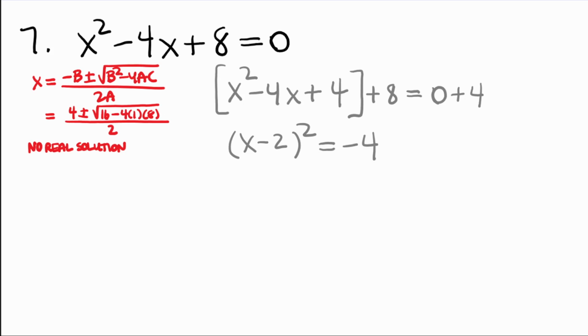And then when I go to take the square root of both sides, I'm going to see that I'm taking the square root of a negative number. So x minus 2, or maybe the absolute value of x minus 2, equals the square root of negative 4, which is not a real number, so I say there's no real solution.